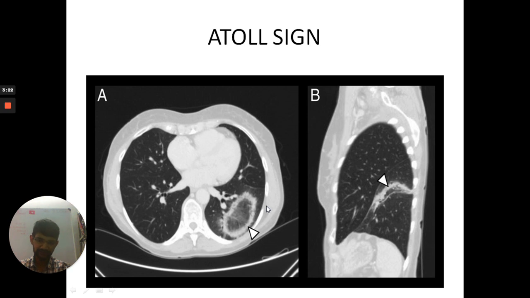Why it's known as the reverse halo sign is that the halo sign has consolidation in the center and in the periphery it is surrounded by ground glass opacity. The atoll sign is the reverse of a halo sign, so it is known as the reverse halo sign.